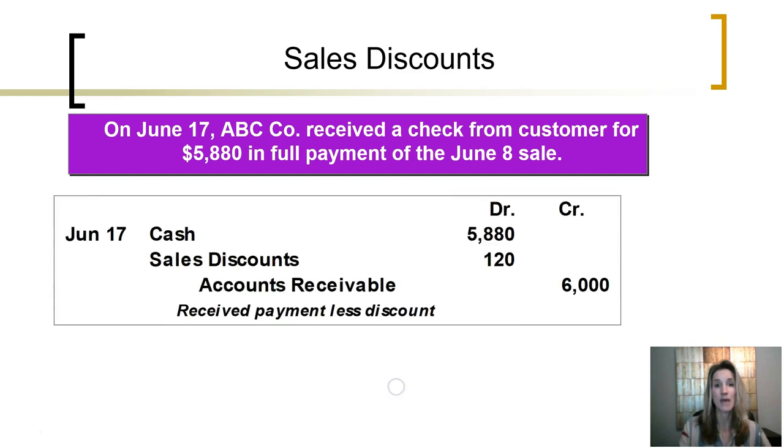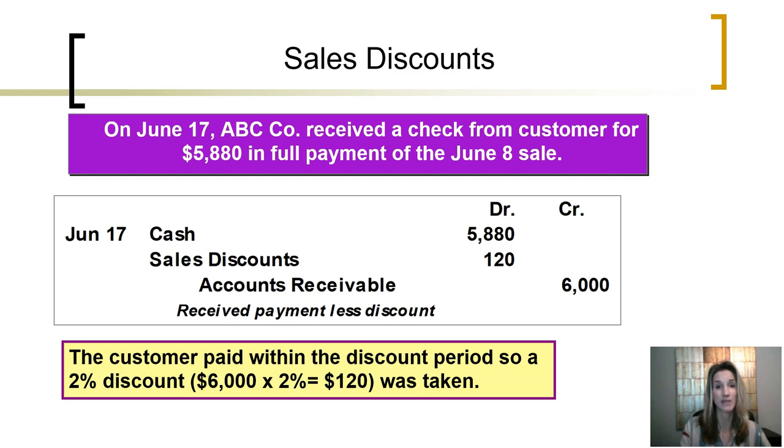Remember, the customer was able to take a 2% discount if they paid within 10 days. They're paying within 10 days, so they are going to take 2% off of $6,000 or a $120 discount. So the customer only needs to pay $5,880. So we're going to debit cash for the amount of cash received. We are decreasing the receivable by the full $6,000 that the customer owed. The discount of $120 means that the original revenues that we recorded of $6,000 have decreased by $120 due to the sales discount. So we debit the contra revenue account for $120.